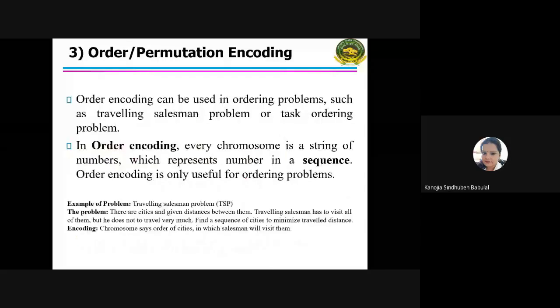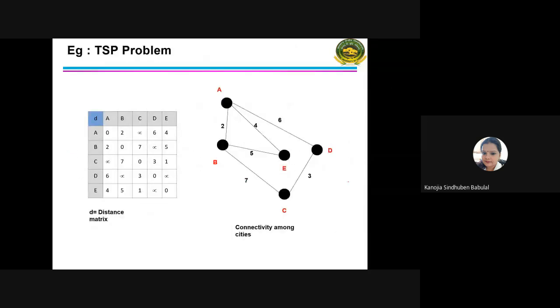Okay, so the order or permutation encoding. Let us directly talk about an example with the traveling salesman problem. There is a salesman, and I have a diagram also. You can see a graph over here with A, B, C, D, and E nodes. Let us suppose these nodes are the cities, and there is a salesman, let us name him S. He is supposed to visit all these cities.